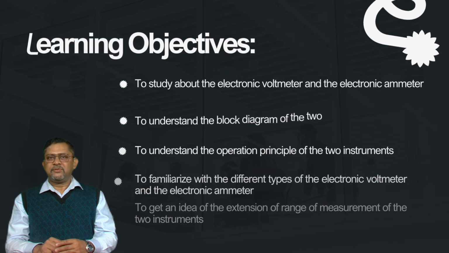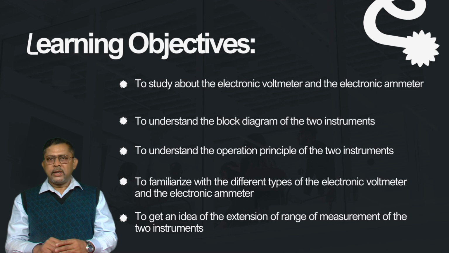The learning objectives are to study about the electronic voltmeter and the electronic ammeter, to understand the block diagram of the 2 instruments, to understand the operation principle of the 2 instruments, to familiarize with the different types of the electronic voltmeter and the electronic ammeter, to get an idea of the extension of range of measurement of the 2 instruments. Now, what is an electronic voltmeter?